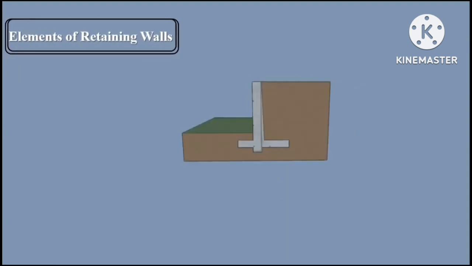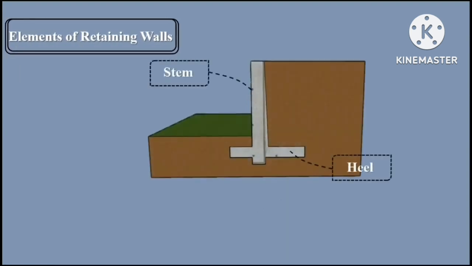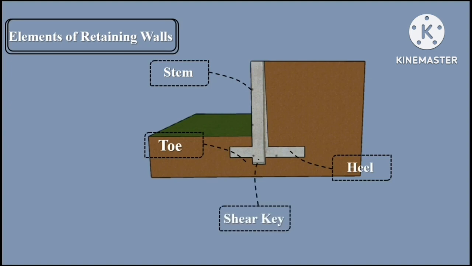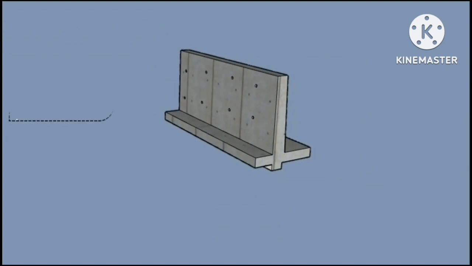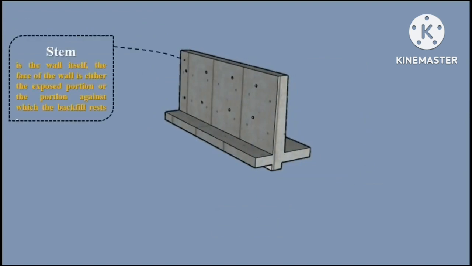Elements of retaining walls. Each retaining wall is divided into 3 parts: stem, heel, and toe. The heel and toe slab make up the foundation of the wall. Some walls have a key provided in the footing to prevent it from sliding. Stem. Stem is the wall itself. The face of the wall is either the exposed portion, the front face, or the portion against which the backfill rests, the back face.